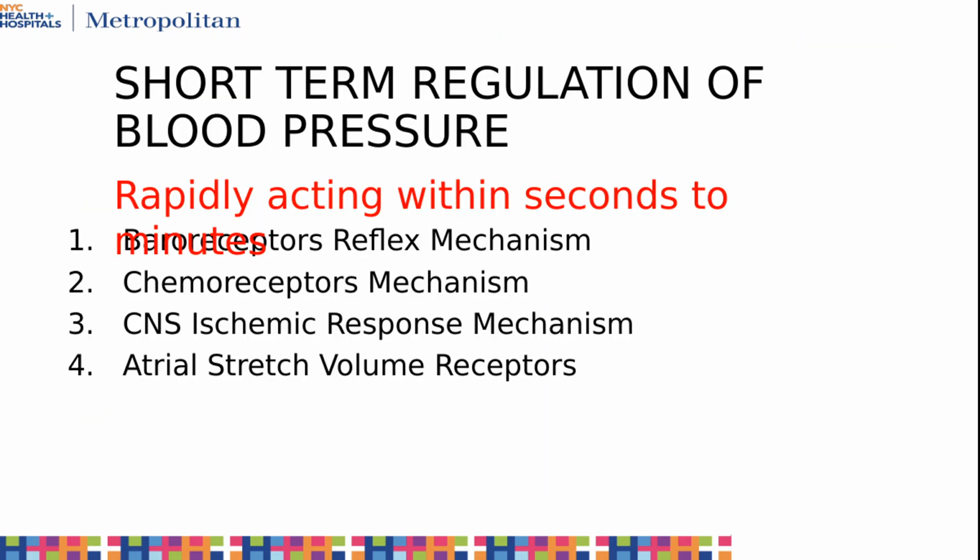Now we narrow the focus from the general concept of regulation to the short-term reflexes that matter in the OR. These are the systems that respond fast enough to explain what you see in the first seconds to minutes after a hemodynamic change. That means baroreceptors, chemoreceptors, the CNS ischemic response, and atrial stretch receptors. Each one has a different trigger, but they all share the same purpose: preserve perfusion to vital organs.